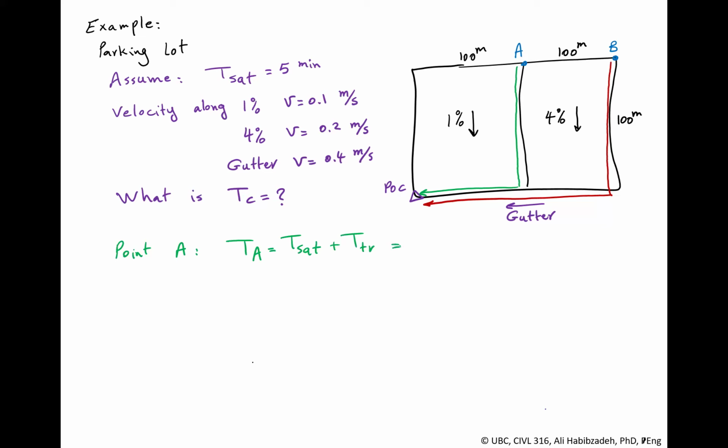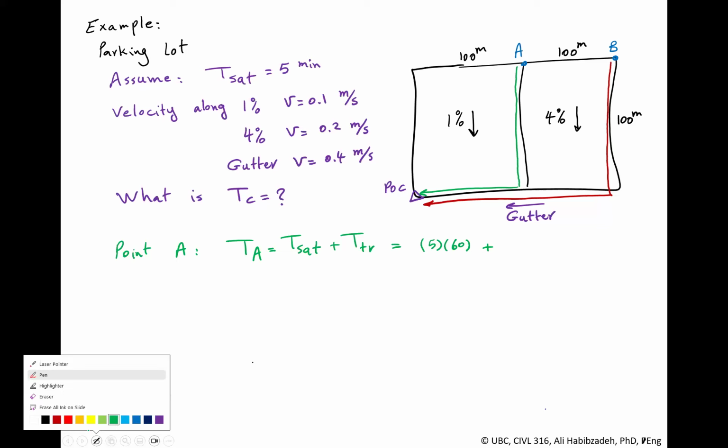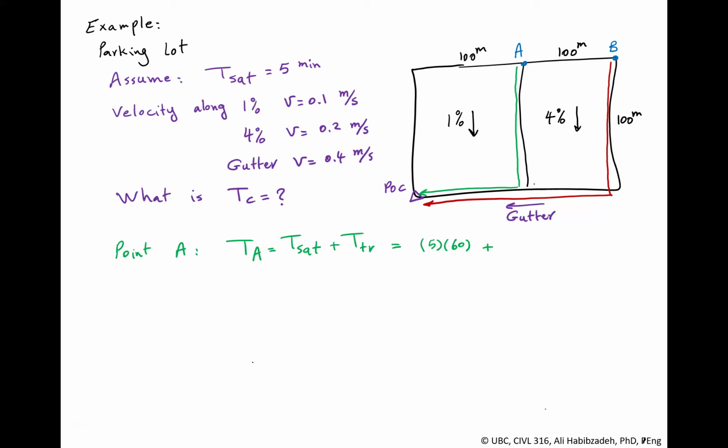Okay, I'm going to convert everything to seconds just to be consistent. So saturation time is 5 minutes multiplied by 60 seconds. That's 300 seconds plus, for the travel time, we have two pathways that we have to travel. We have to go from A to C, which is down here. And then we also have D here, right away. So it will be, I'm going to write it here.